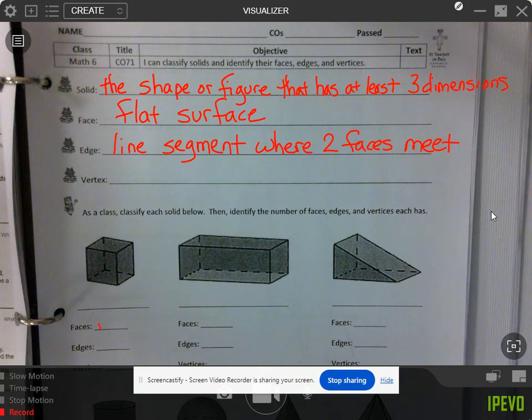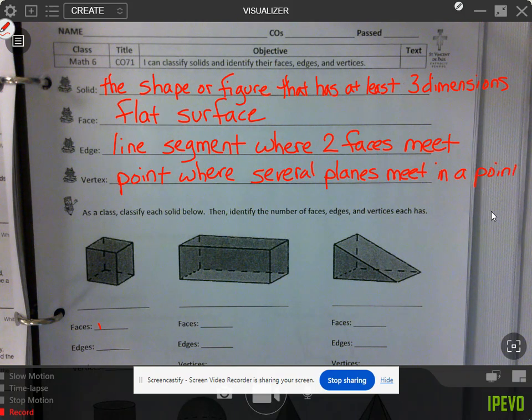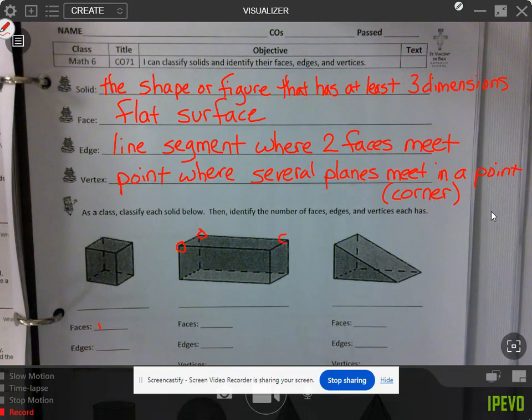And then we have the vertex. The vertex is the point where several planes meet in a point. We also call this the corner. So when we're looking for our vertexes, we want where all of those meet, all of the corners. So our vertexes are the corners.